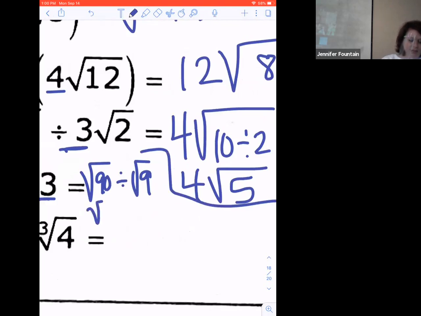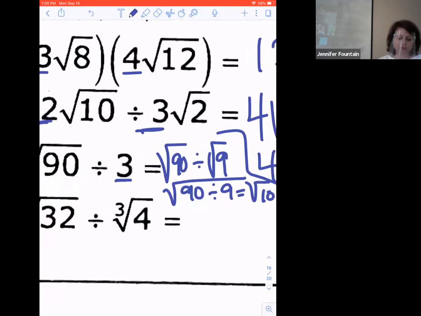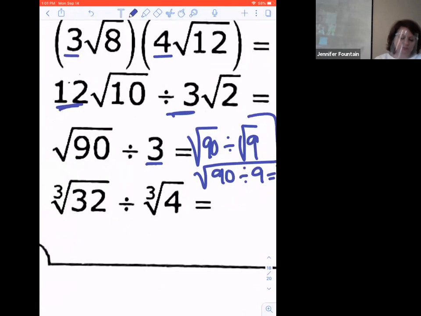So then I can combine the square root of 90 divided by 9, and 90 divided by 9 is what? 10. So my answer will be the square root of 10. 10 is 5 times 2. Those are both prime, so I know that that's my answer. Everybody okay with that? So if I have a whole number and a radical, I have to turn my whole number into a radical and then divide.